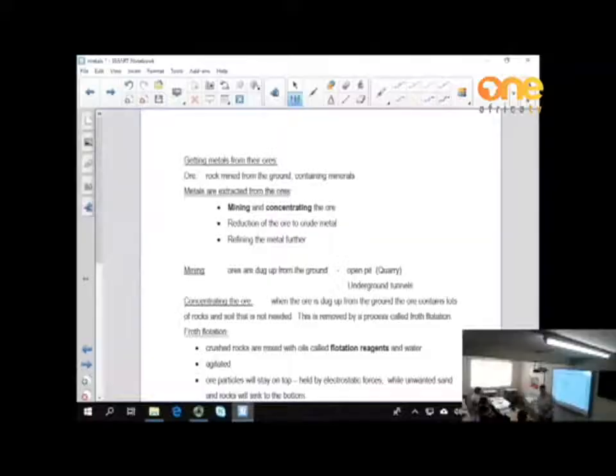Grade 12s. Today we have to start and have a look at how we get metals from their ores. Now, the method that we use to get metals from the ores depends on the reactivity of the metal itself.